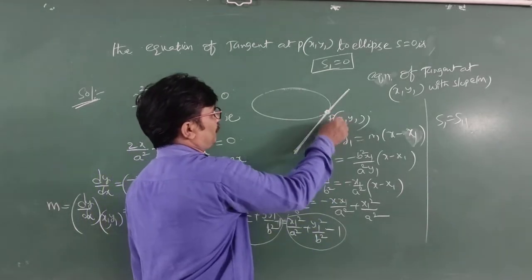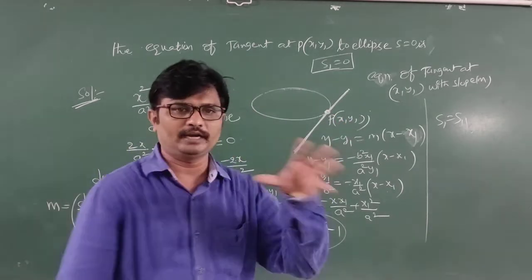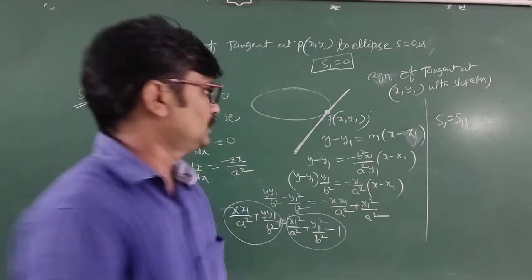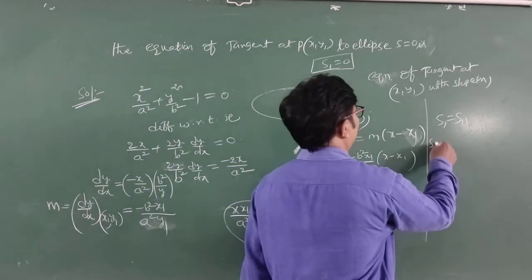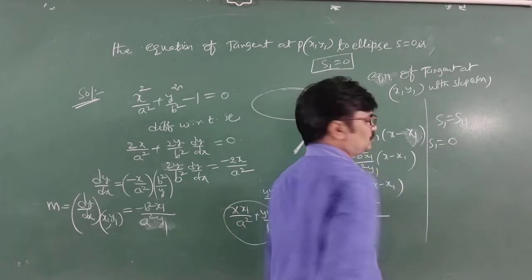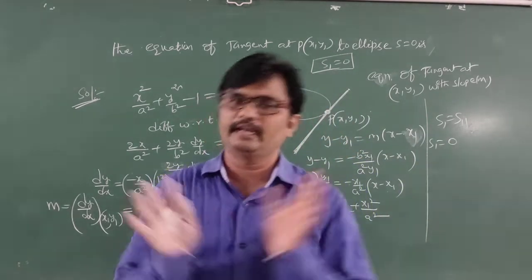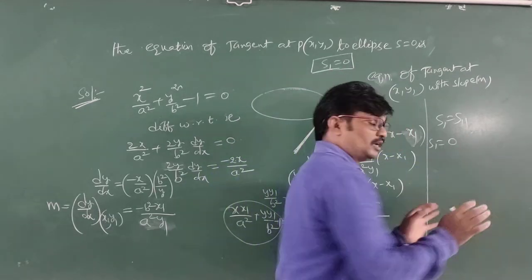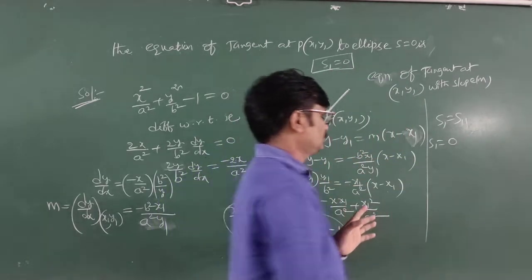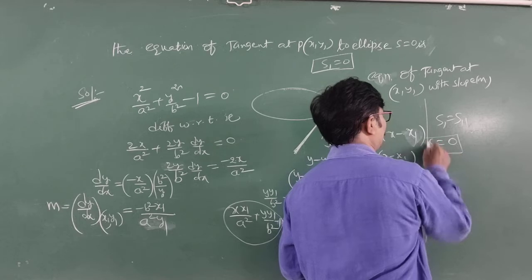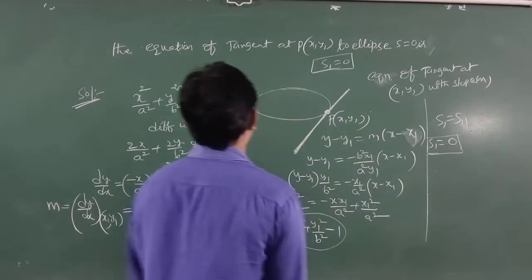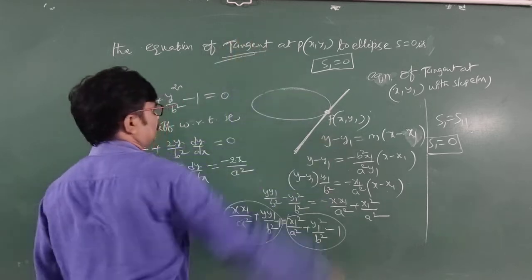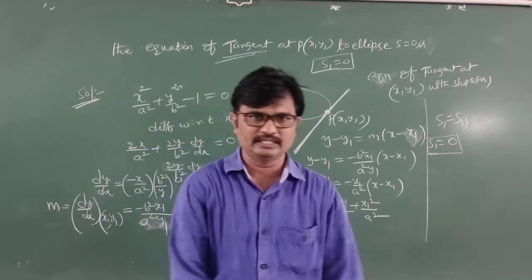P(x1, y1) is a point on the ellipse. So S11 equal to 0, since P lies on the ellipse. Here S11 is 0, that means P lies on the ellipse. So S1 equal to 0 is nothing but the equation of the tangent.